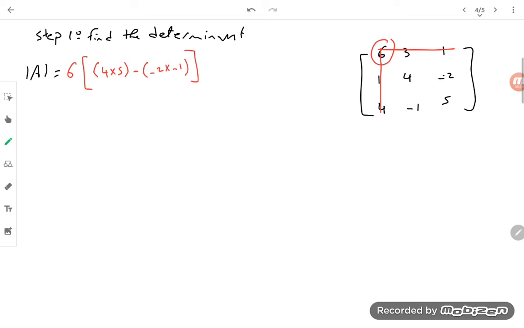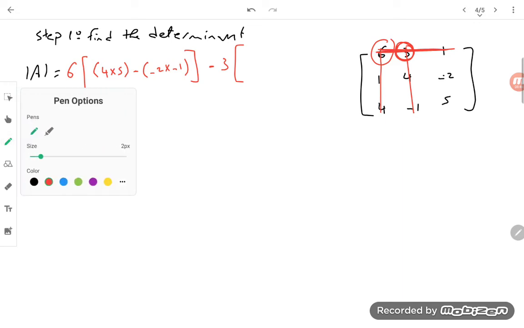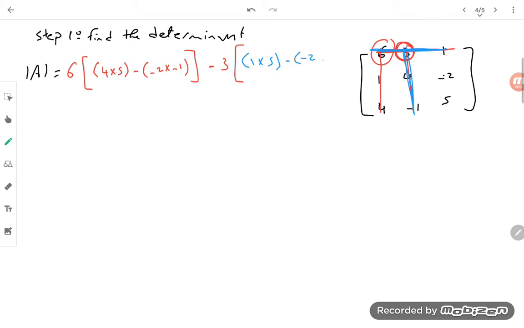And then we are going to move to the next element. It can be 3 or 1; you have to determine it by yourself. So we are going to take this element, 3. So it is minus 3 multiplied by, now we are going to cancel this row and this column. So it will be 1 multiplied by 5, it's like cross multiplication. 1 multiplied by 5 minus negative 2 multiplied by 4.